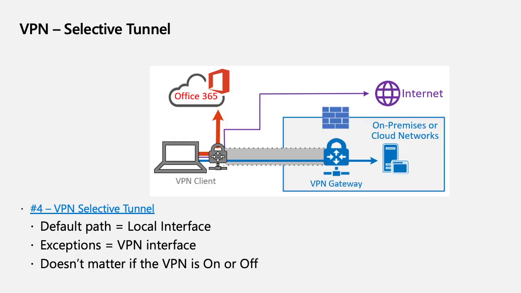Let's look at some of the common VPN deployment models. And I think we can broadly categorize them as two different models. The first one is what we call the VPN Selective Tunnel model.